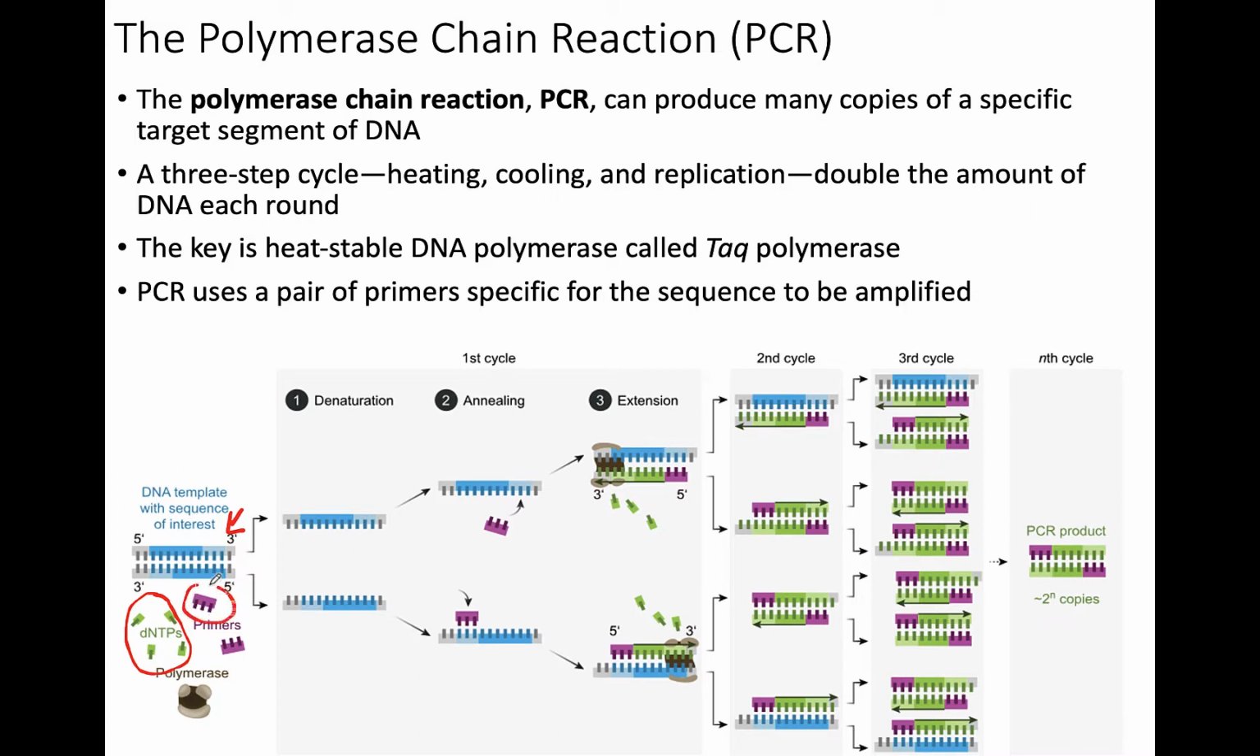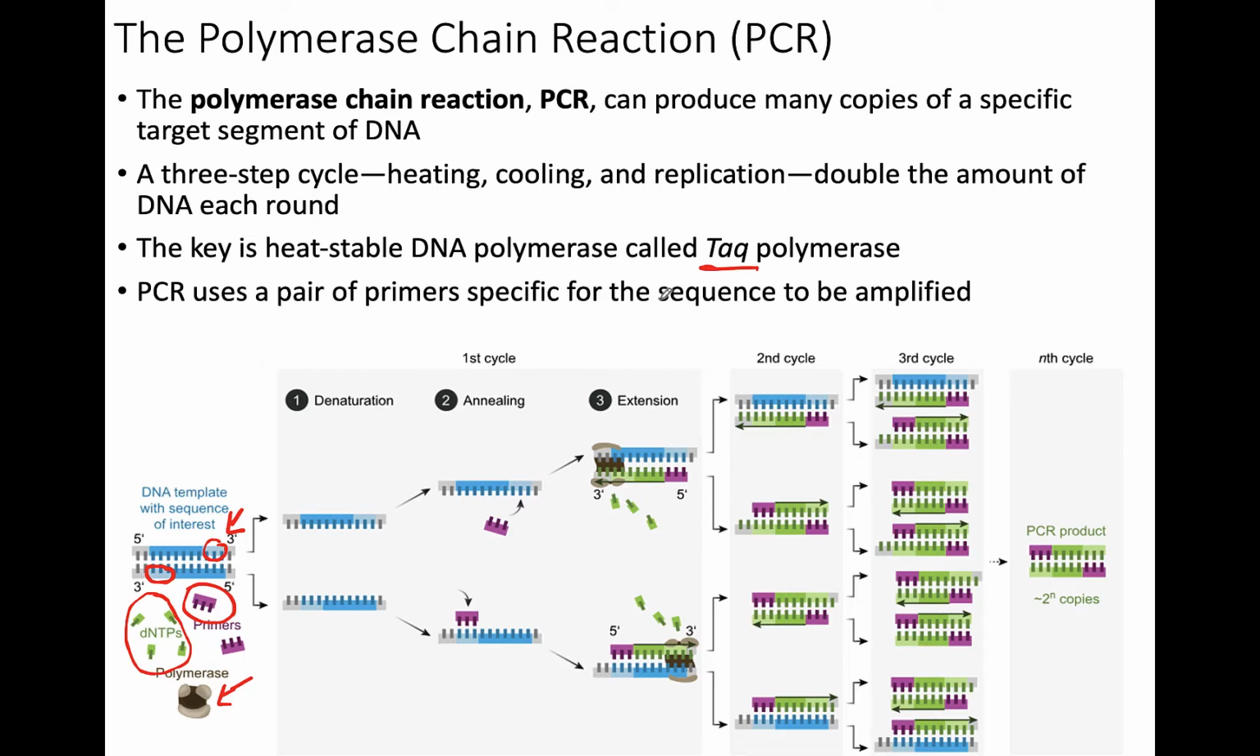We've got some primers because we know we're going to need primers for polymerase to work. These primers are going to specifically pair with the target sequence that we want to work with. So they're going to specifically target the sequence that we want to copy. And then we have a DNA polymerase. This DNA polymerase is a special DNA polymerase. It was found in bacteria that live in hot sulfur springs. It is called Taq polymerase.